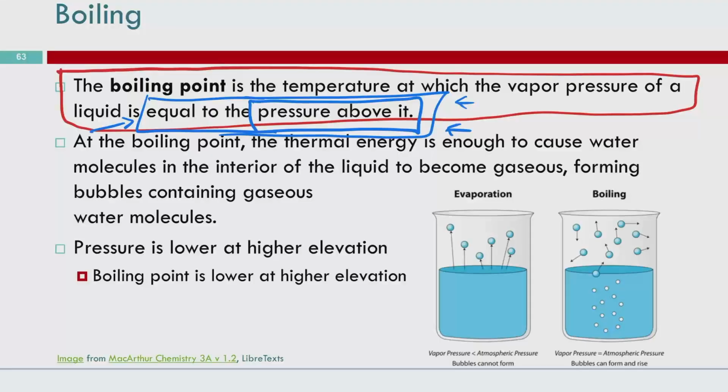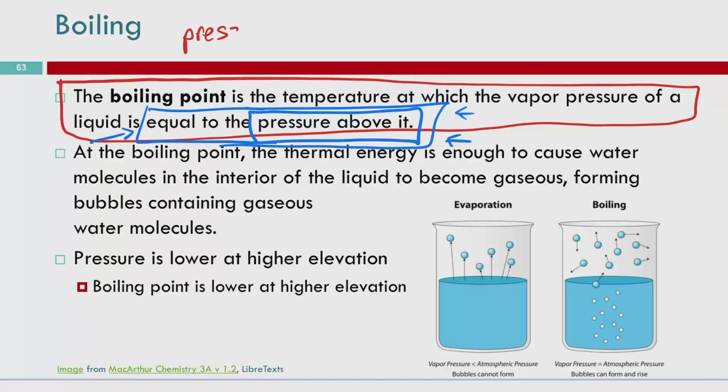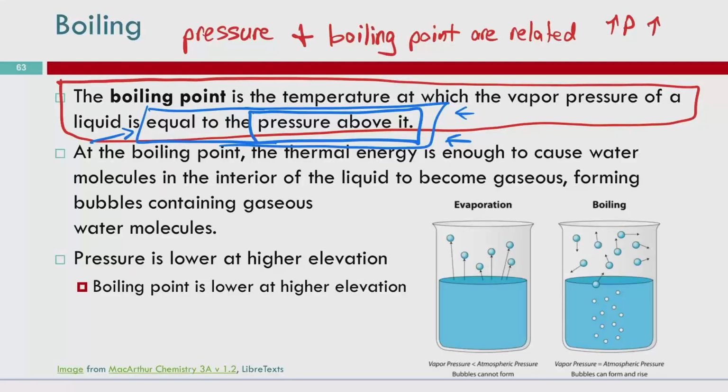Another application of this: boiling point is when the vapor pressure of the liquid is equal to the pressure above it. If you change the pressure above it, that changes the boiling point. Pressure and boiling point are related. Increasing pressure increases boiling point.